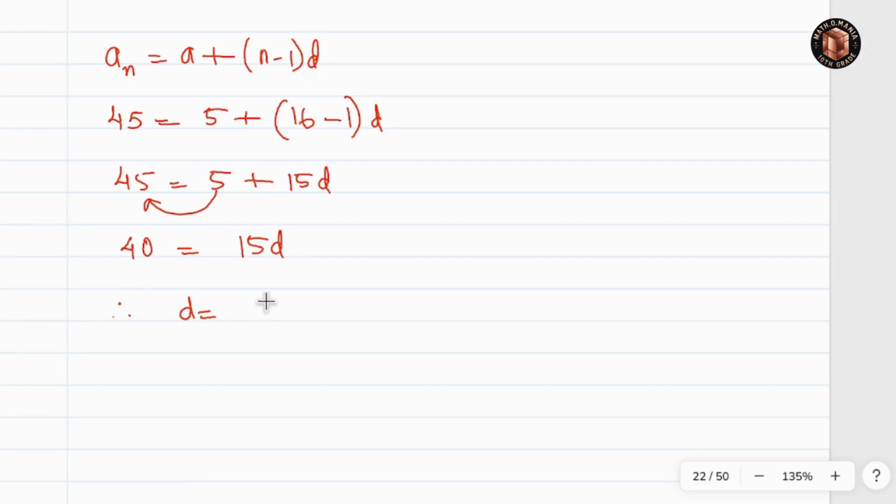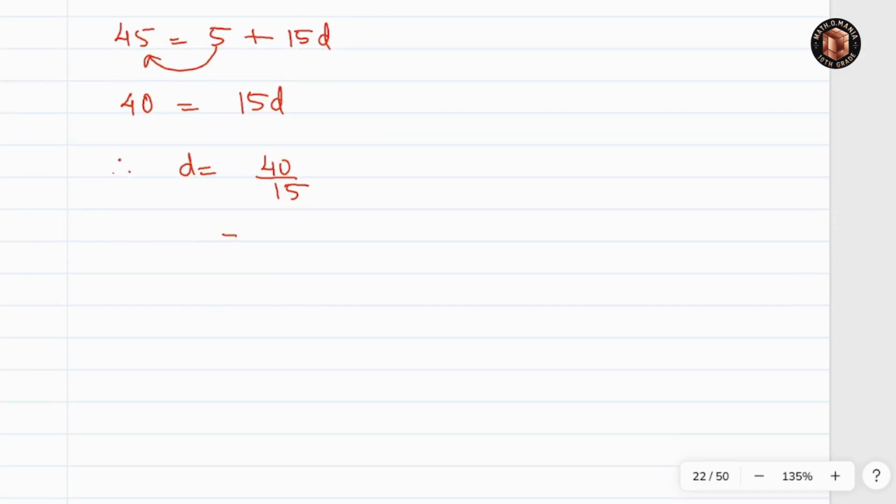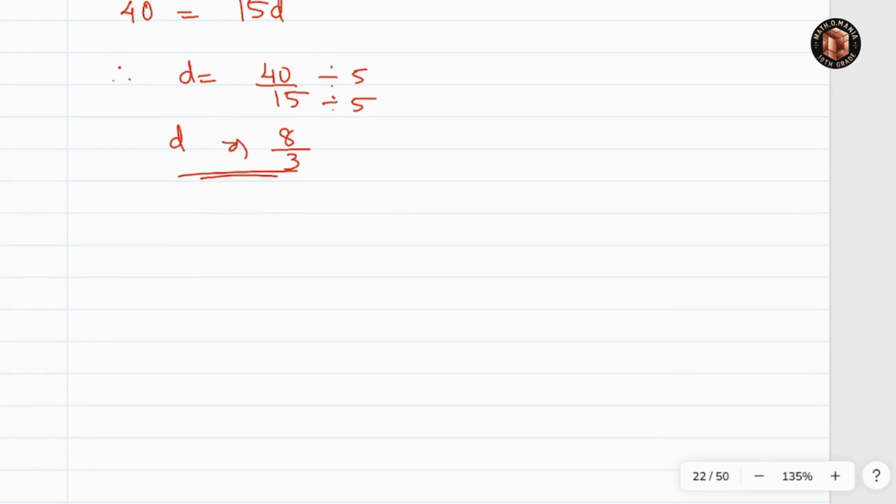So what will happen? It will become 45 minus 5, which is 40, equal to 15d. Therefore, d equals how much? 40 divided by 15. Here I can cancel the values using 5. So what will I get? I will get 8 by 3. Here my d equals 8 by 3. So I got my a, n, as well as my d here, right?